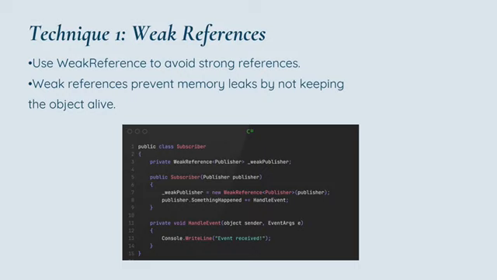And here in this example, instead of holding a strong reference to the publisher, we use a weak reference. And this means the publisher object can be garbage collected when it's no longer in use. So the weak reference allows the object to be collected when memory is needed.